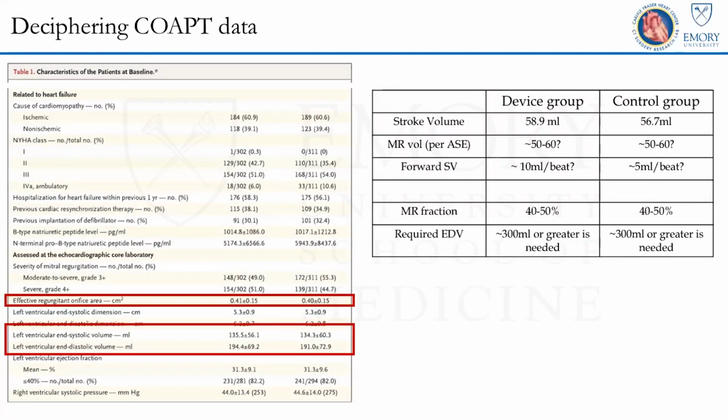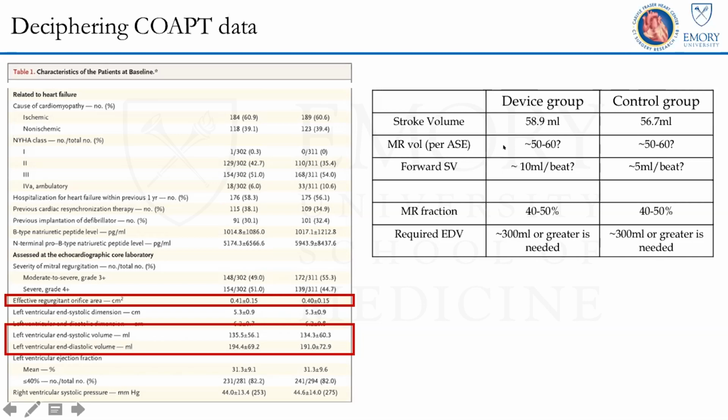Well, what I did was go back and look at the supplemental data from the COAPT trial to understand whether it actually stands. The first thing that stands out is that the study reports an end diastolic volume of about 191 to 194 milliliters. When we look at the diastolic and systolic volumes, that results in a stroke volume of about 58 to 60 milliliters. And by the definition of their recruitment criteria for a regurgitant orifice area of 0.4, you need to have an MR volume of about 40 to 50%.